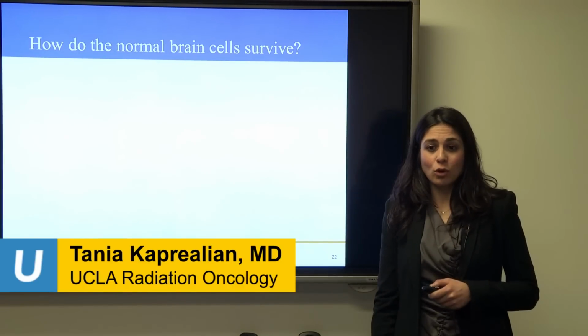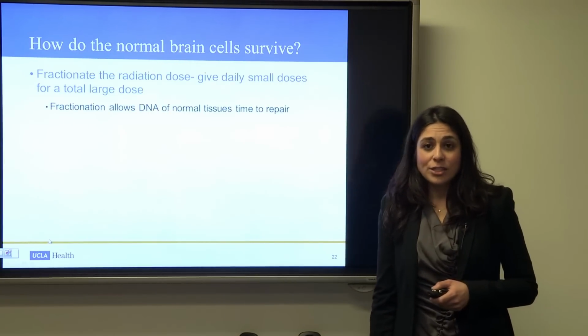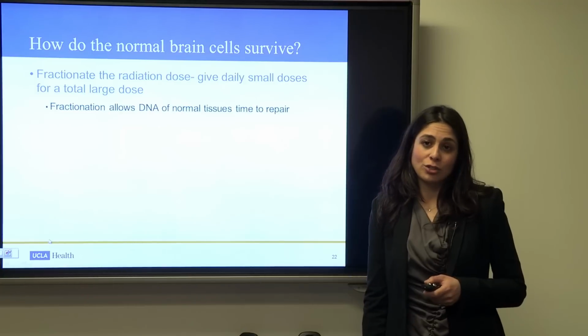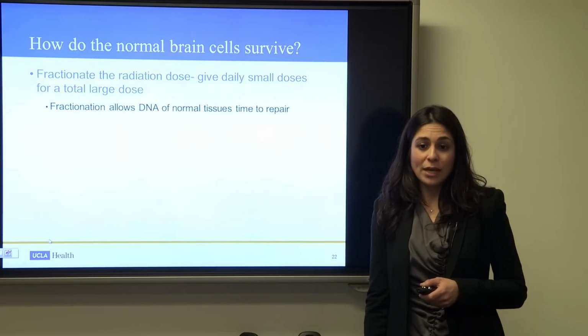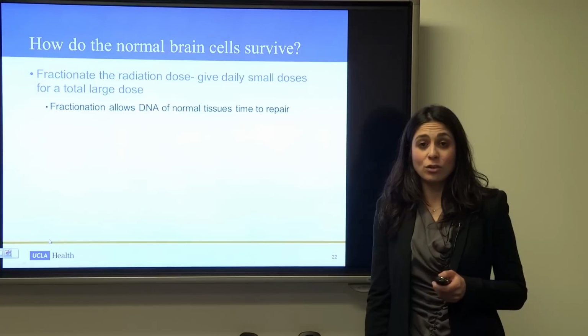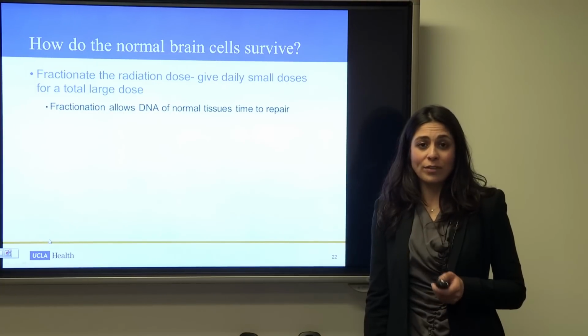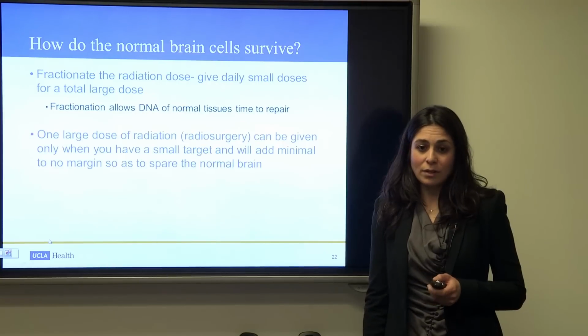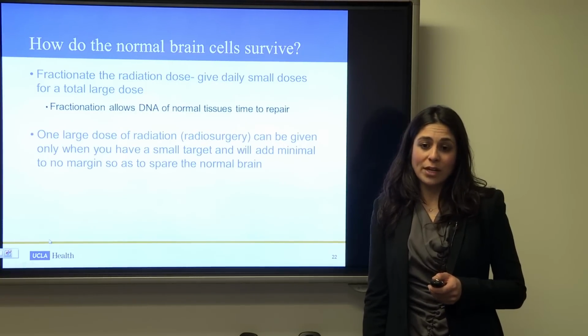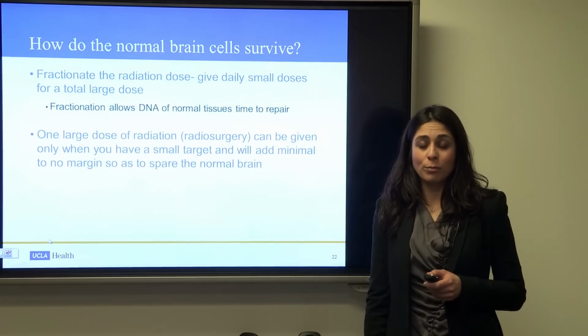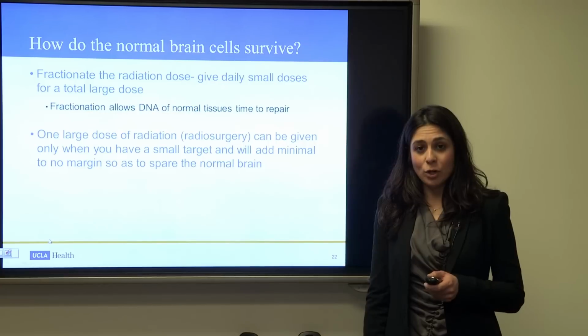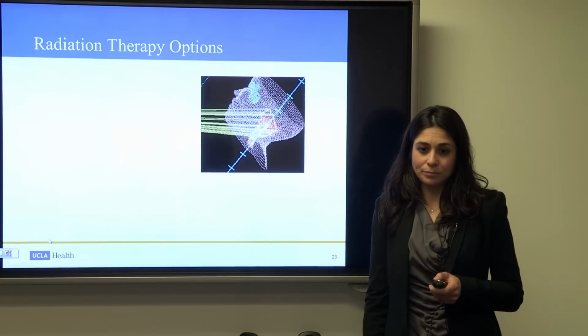Well, then how come the normal brain cells survive? That's the reason why we fractionate the radiation dose. This means we give daily small doses for a total large dose. And this actually allows the DNA of normal tissues time to repair while the cancer cells die off. Giving one large dose of radiation, also known as radiosurgery, can be given only when you have a very small target and will add minimal to no margin so as to spare the normal brain. And I'll go over what I mean by margin in a couple of slides.